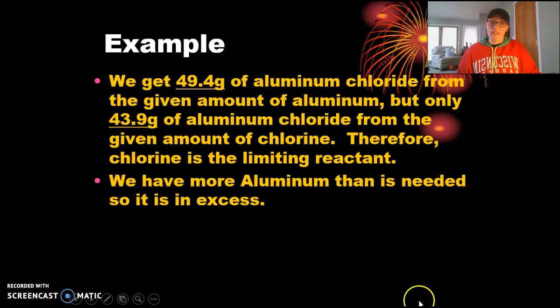So that's just restated on this slide. The aluminum could give us that much, but we don't have enough chlorine to make that happen. And so therefore 43.9 grams is what we're actually going to have. Chlorine is our limiting reactant. Aluminum is our excess. We'll have leftover aluminum in the reaction that will just be sitting there and will still be aluminum at the end of the time.